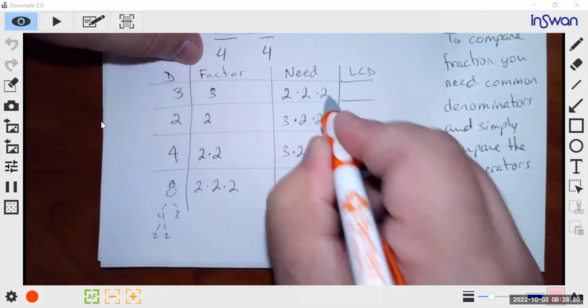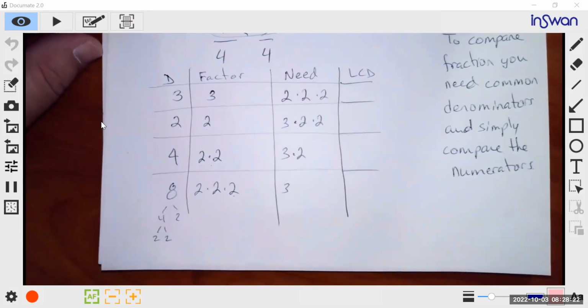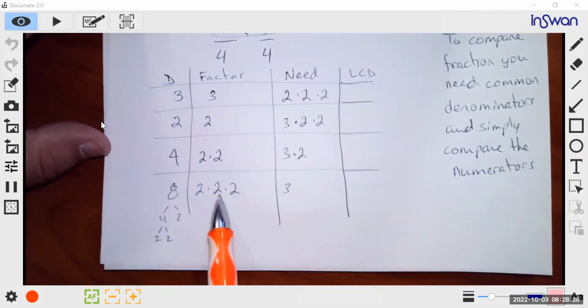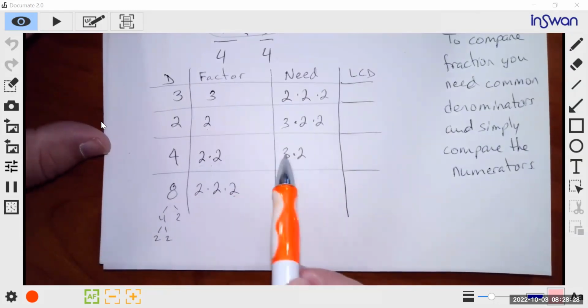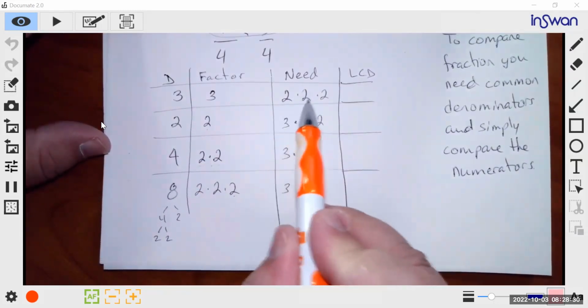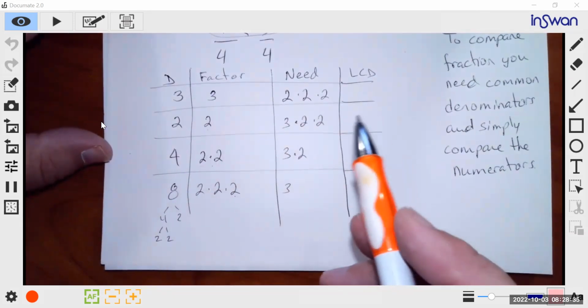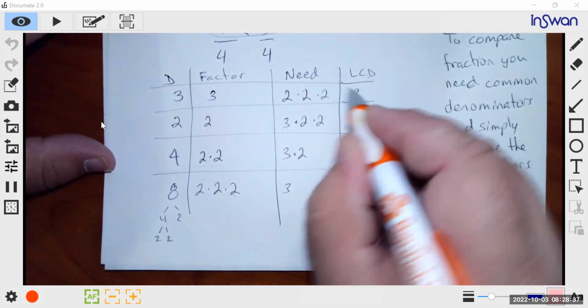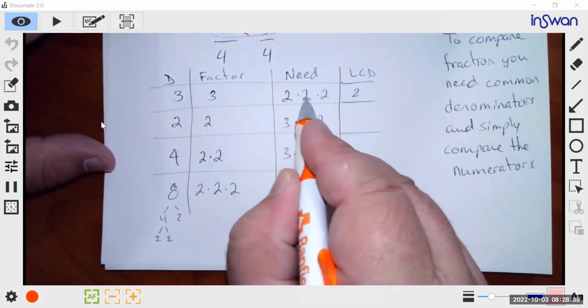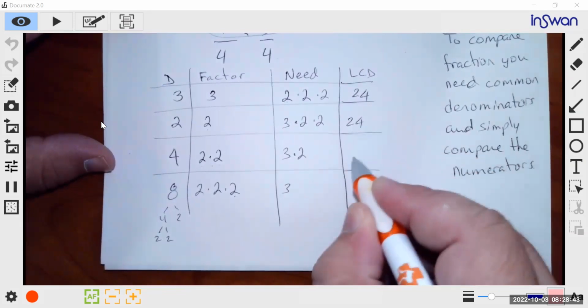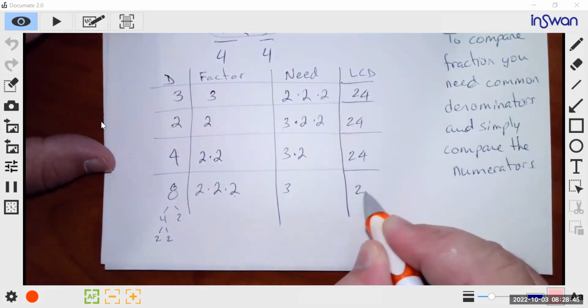He needs one more 2. They all have to have the same numbers. So I have 2, 2, 2, 3 for each. They all have to have the same factors. If we multiply them together, we get 3 times 2 is 6, times 2 is 12, times 2 is 24. So 24 is our LCD.